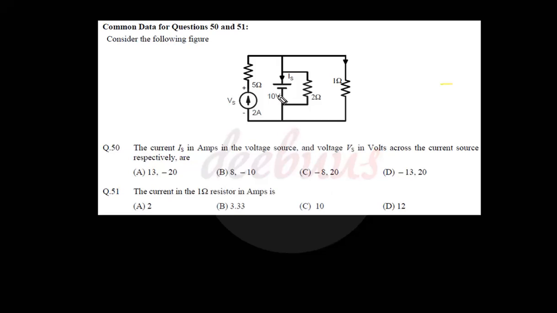Now moving to a common data question. Consider the following figure. Right. The current IS is actually the current flowing through this 10 volt source. The current IS in amperes in the voltage source and the voltage Vs in volts across the current source respectively are. Right. So we have to evaluate the current flowing through this voltage source and similarly the voltage across the current source in this question. Right. This is actually a common data question too.